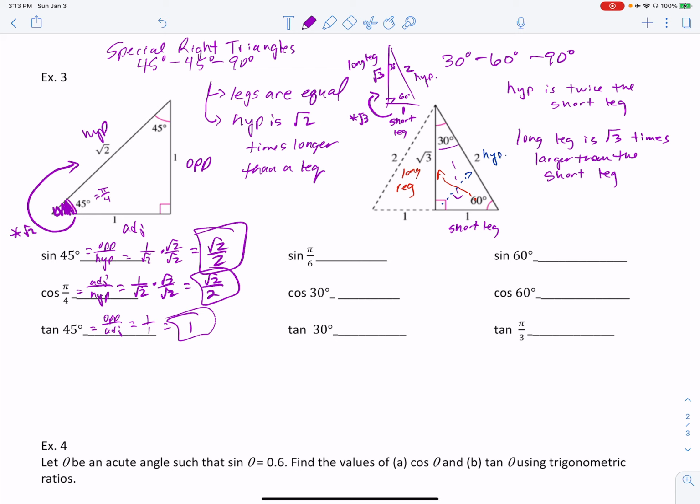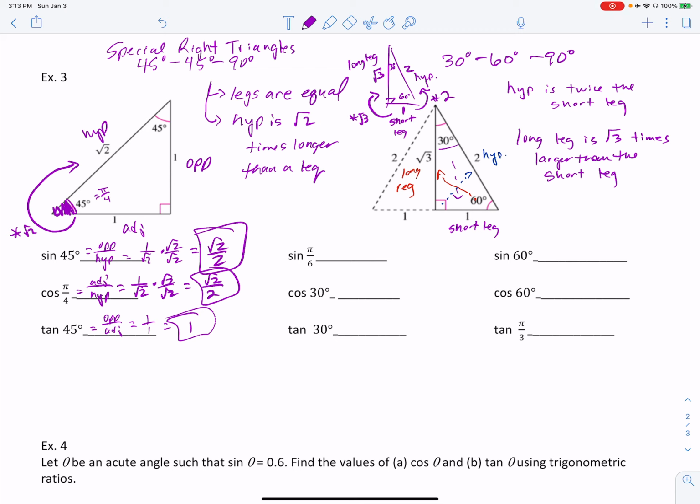And to get from the short leg to the long leg, you multiply by root 3. The long leg is root 3 times the short leg. To get from the short leg to the hypotenuse, you multiply by 2. The hypotenuse is twice the short leg. So we always go via the short leg, just to save ourselves on different things we have to memorize.